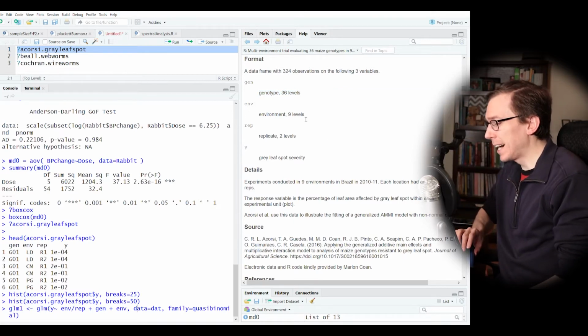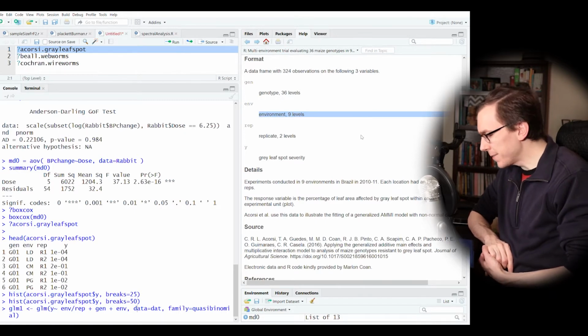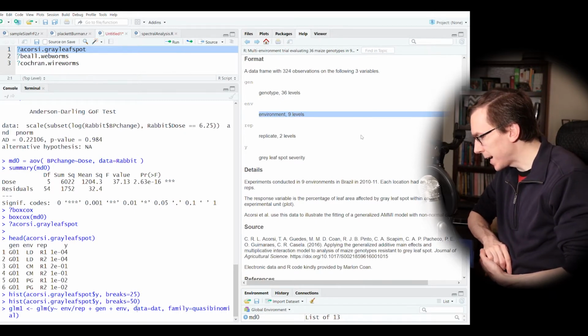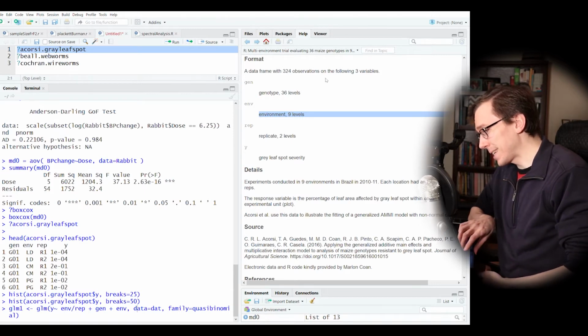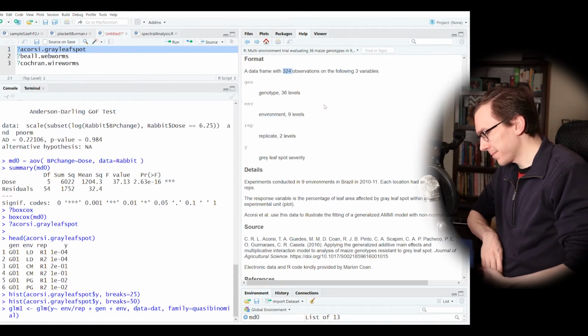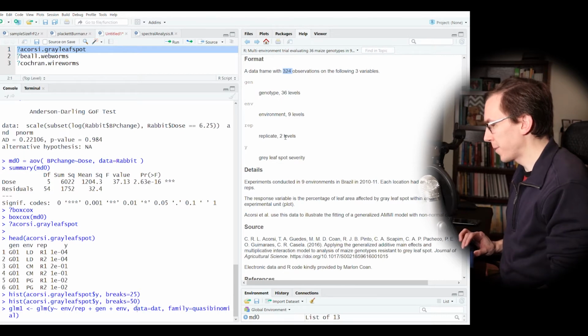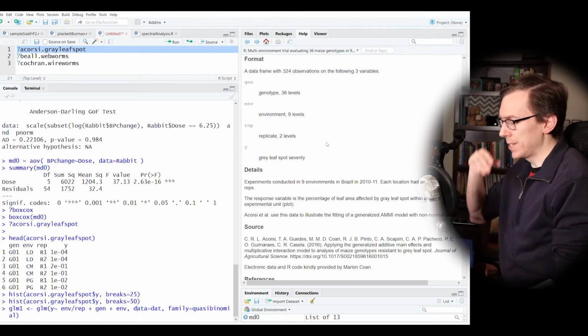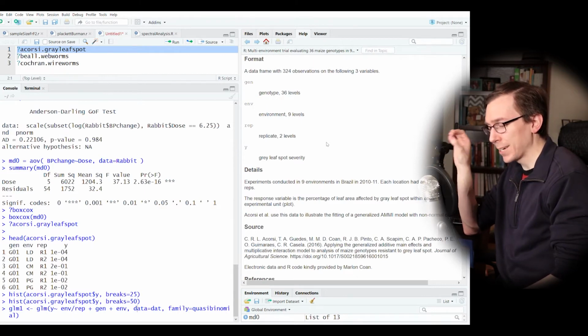In this case, there are 9 different environments where this experiment is being conducted. I believe this experiment is complete in the sense that we have all possible combinations, which, yeah, 9 times 4 is 36. Yep, that sounds exactly right. Except that we also have a replicate at 2 levels. So this entire experiment was replicated twice.